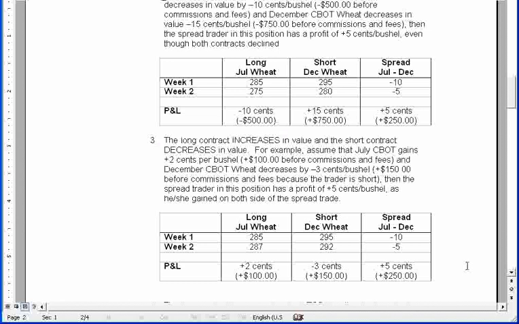Now, if we look at our December contract, in this case, it drops from 295 down to 292. We picked up 3 cents on that short, $150. In this situation, we win both contracts. Exactly, and we make 5 cents, which means the spread moved greater than either of the underlying markets.